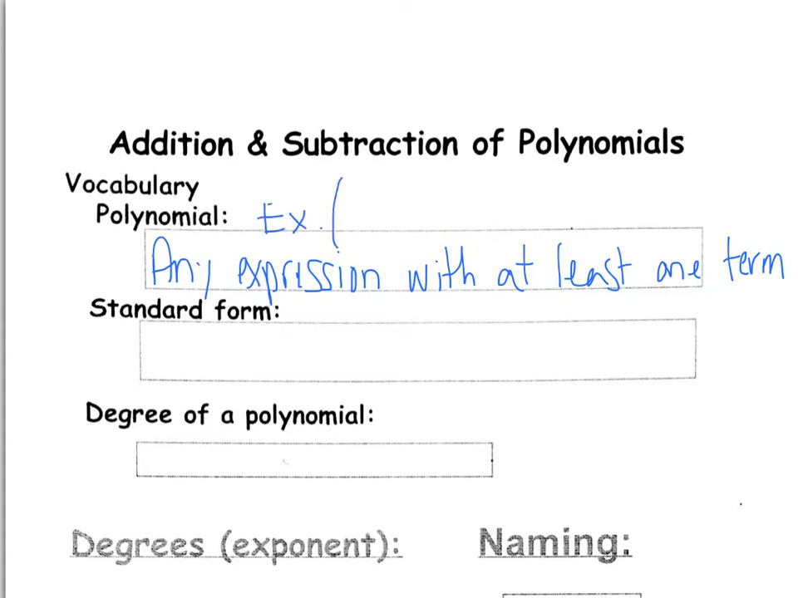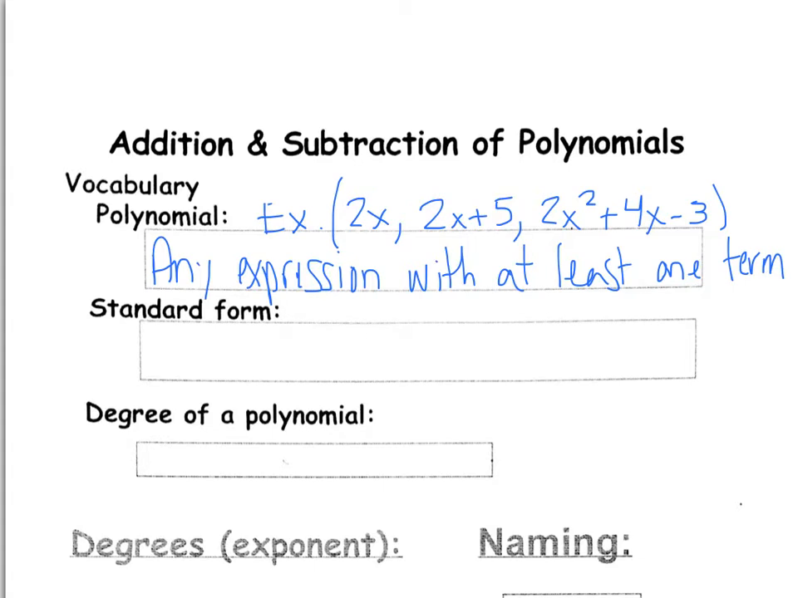Could be 2x. That's an expression with at least one term. Or you could do 2x plus 5. That's another expression with at least one term. Or 2x squared plus 4x minus 3. Those are all examples of polynomials, where you have multiple terms, at least one term expression.